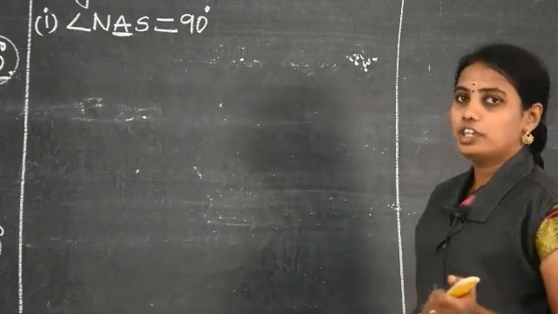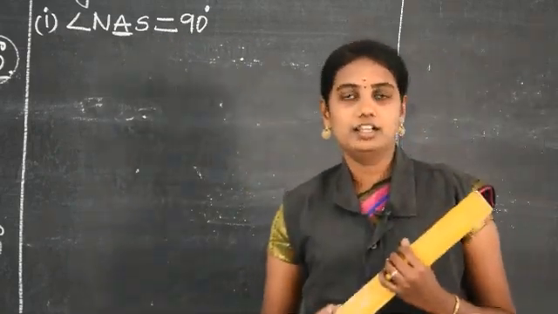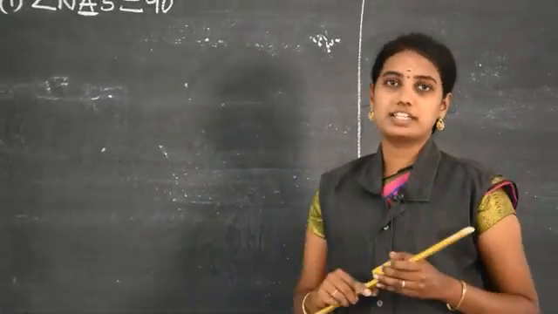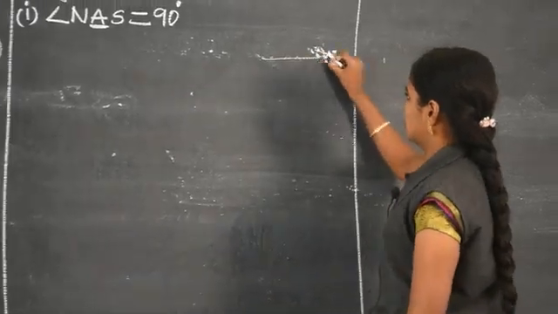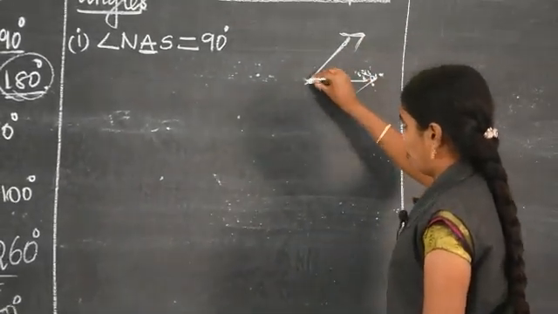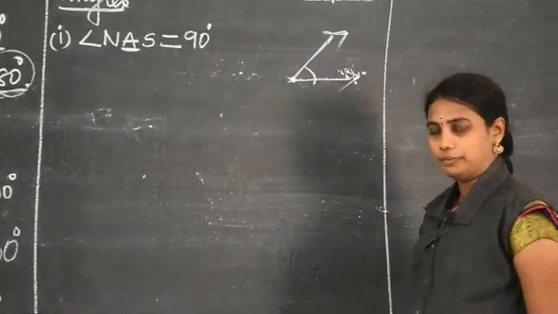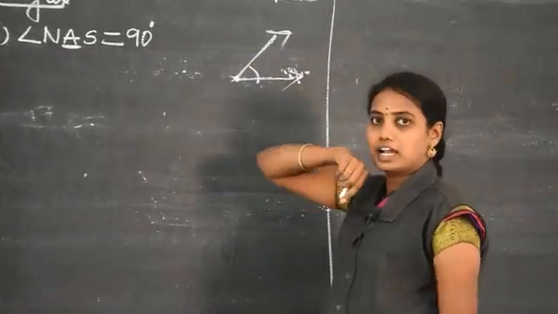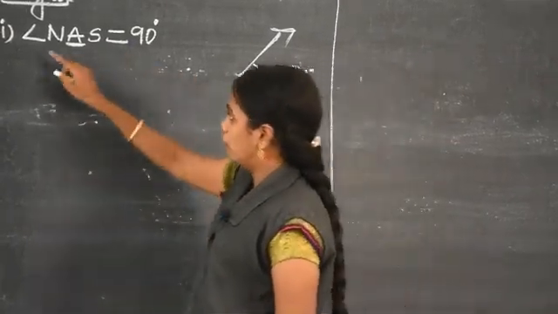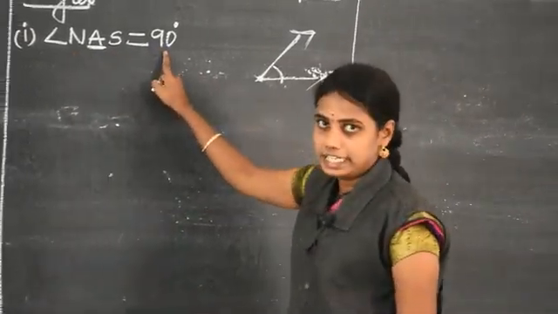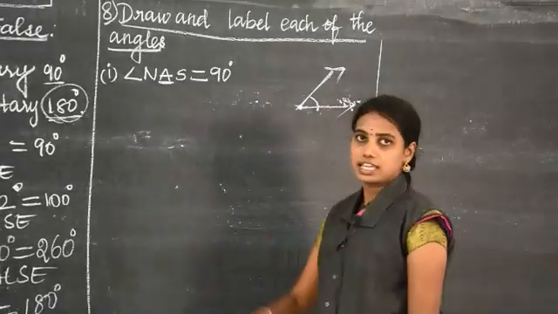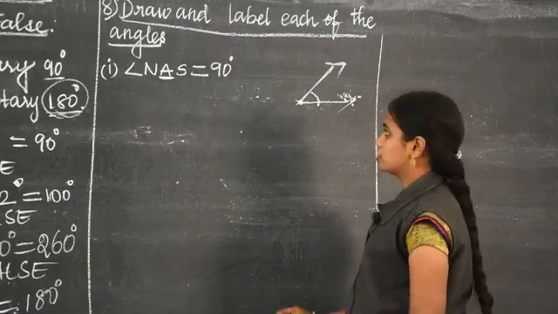So now, when you go for drawing an angle, what will you do? When two rays meet at one point, there will be an angle formed. This is our angle, the angle definition, yes or no? So now we are going to form an angle of 90 degrees, using the three-letter name NAS. First, what will you do?